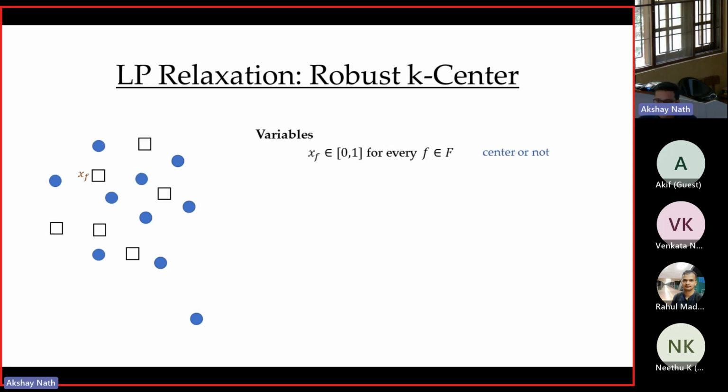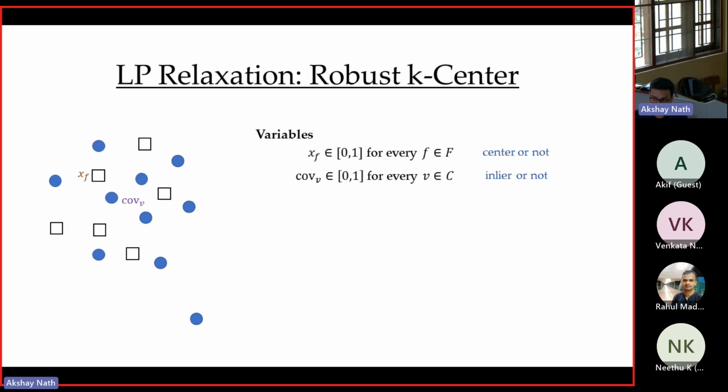There will be a variable x_f for every square, which indicates whether I open the center or not. 0 means not open, 1 means open, but I cannot keep it at 0, 1, so I'm going to have this x_f go between 0 and 1 continuously. Now I'm going to have a coverage variable for every vertex, which says whether this vertex v is going to be in my final set T or not, whether I'm going to cover it at all. That is also going to be between 0 and 1. So these are my variables, and it makes sense what they do.